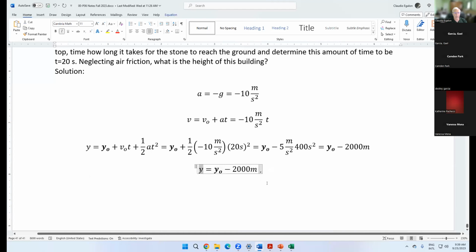Don't forget this y here means the final position. The final position, by the way, you already know that's going to be 0 the moment that the stone, the object, hit the ground, right? Man, we are getting a very high building here. See that? A 2 kilometer high building.